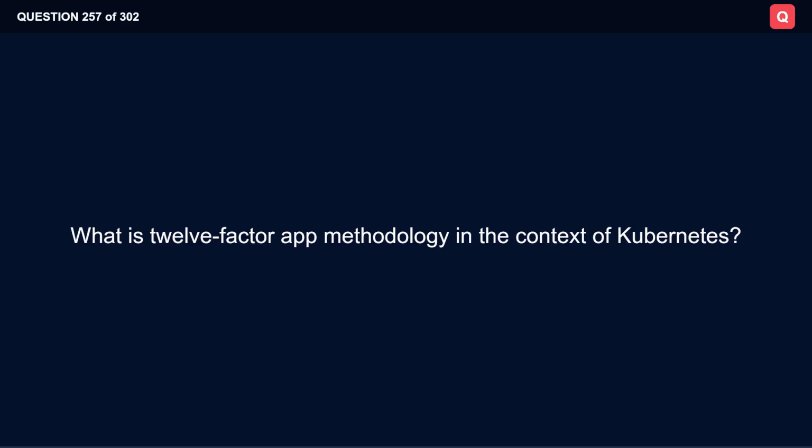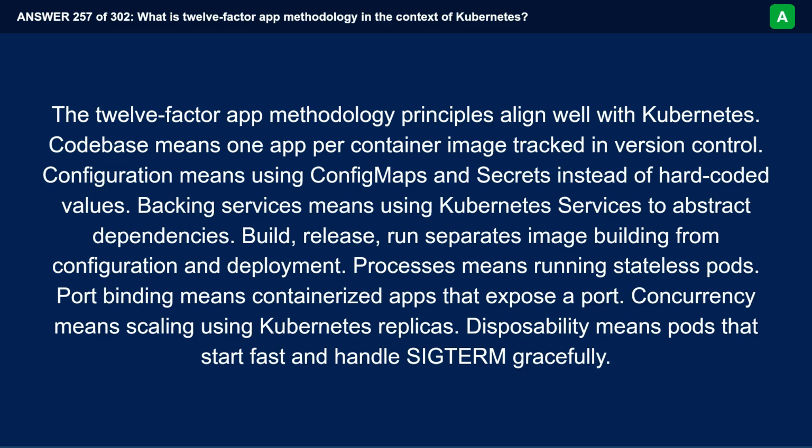What is the 12-factor app methodology in the context of Kubernetes? The 12-factor app methodology principles align well with Kubernetes. Codebase means one app per container image tracked in version control. Configuration means using config maps and secrets instead of hard-coded values. Backing services means using Kubernetes services to abstract dependencies. Build, release, run separates image building from configuration and deployment.